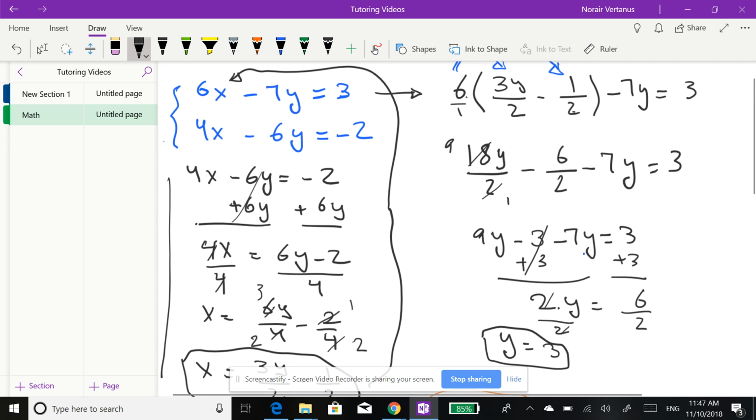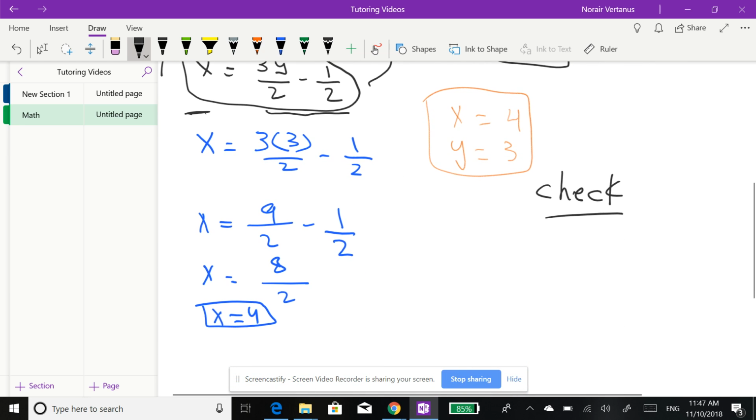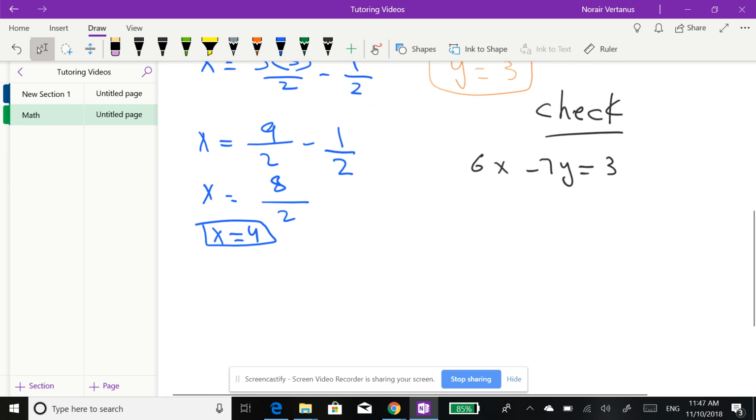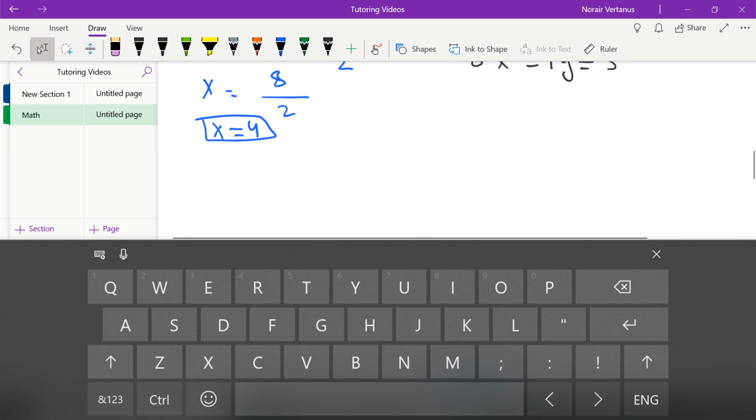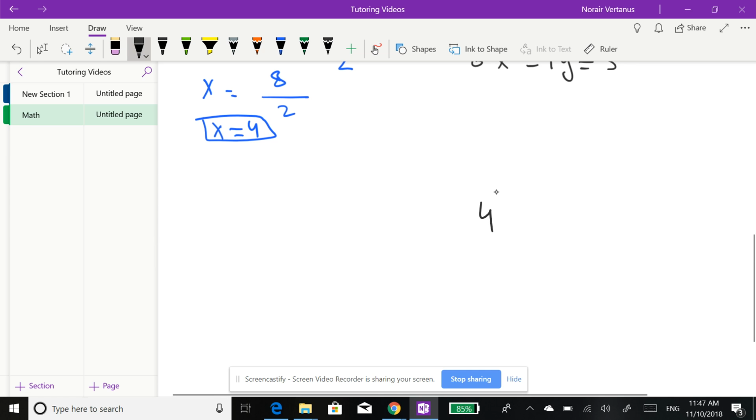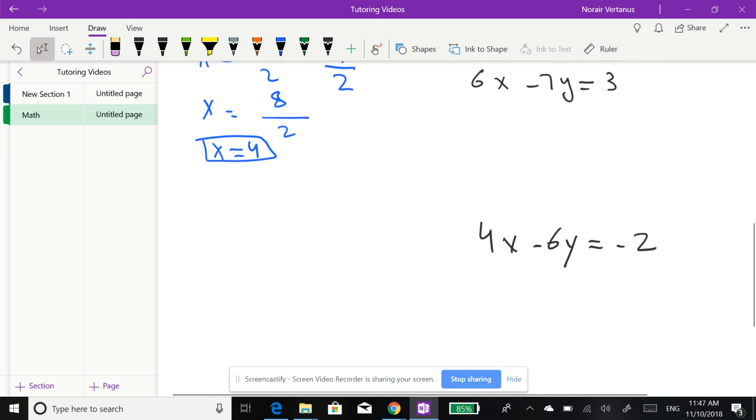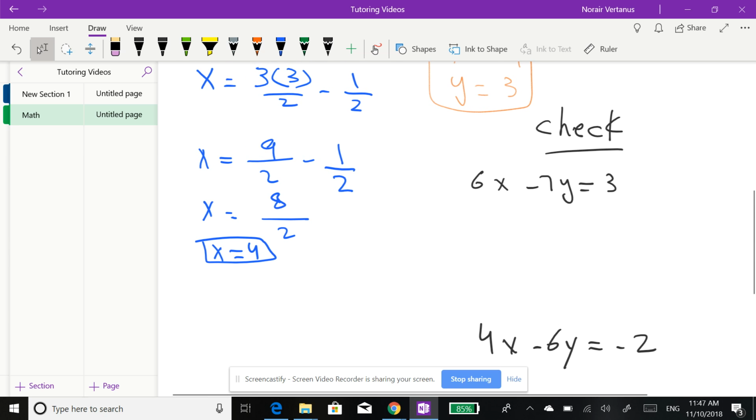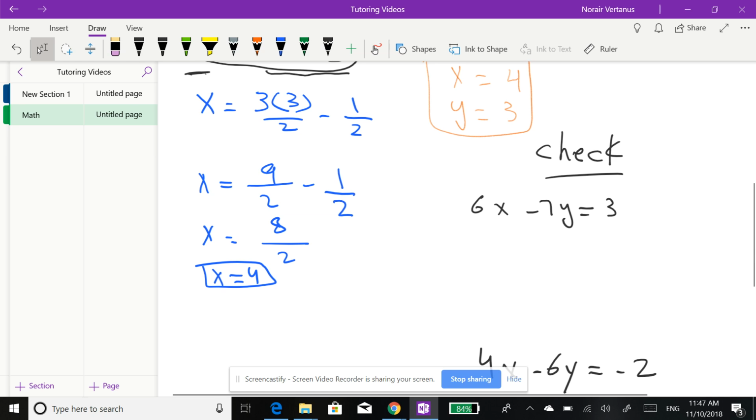I'm going to rewrite the problem here and check it. We had 6x minus 7y equal to 3. That's the first one. And the second one, with some space, I'll write over here: 4x minus 6y equal to negative 2. So make it a habit. Check your work. When you're solving equations, you can check your work. That's the beauty of the problem. If it's wrong, you can figure it out and redo it to fix it.